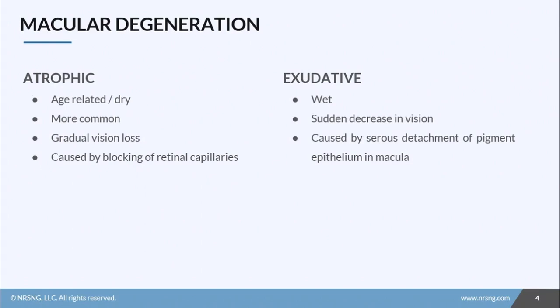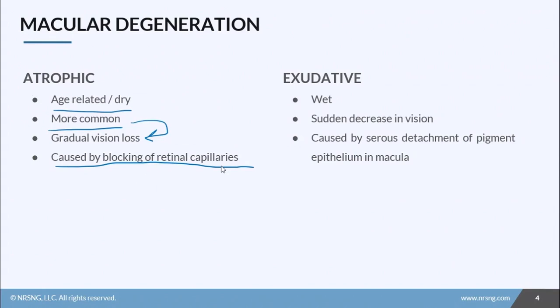Okay guys, so there are two different types of macular degeneration. One is atrophic or age-related or dry, so you could see this one referred to as any of these words. This one is more common and it's a gradual vision loss. It's caused by blockage of retinal capillaries in the eye, which leads to the retinal cells in the macula becoming ischemic and necrotic, which then causes the rod and cone photoreceptors to die.